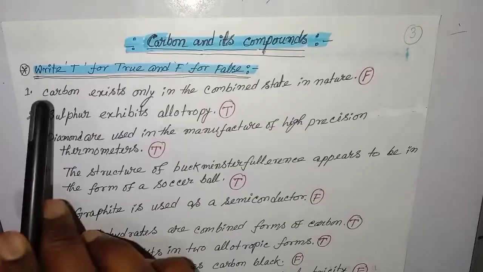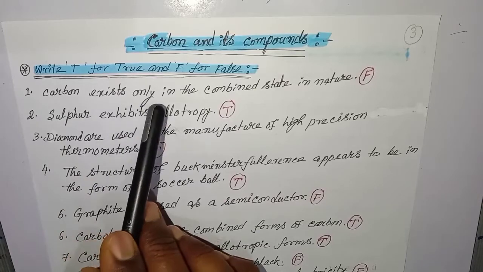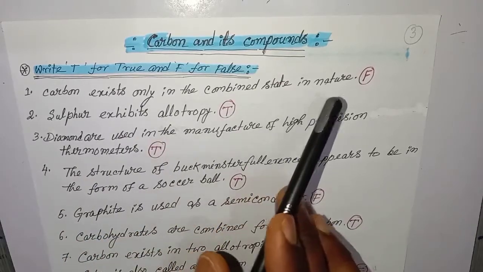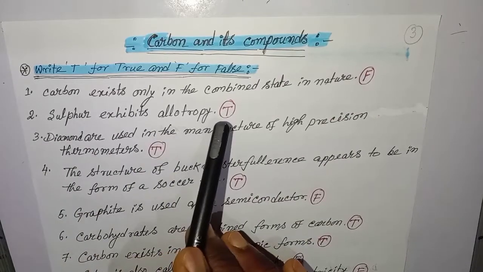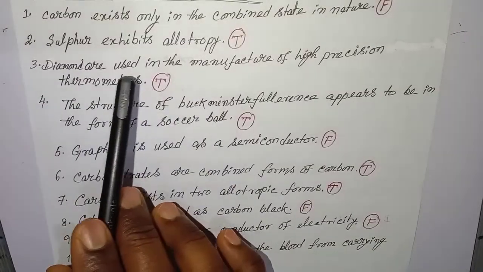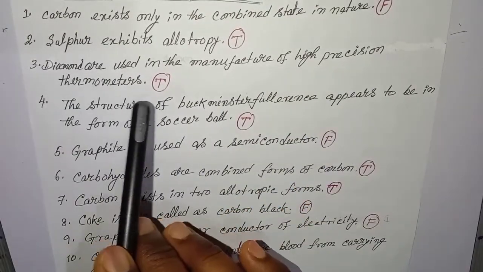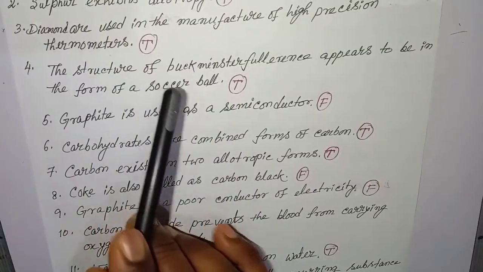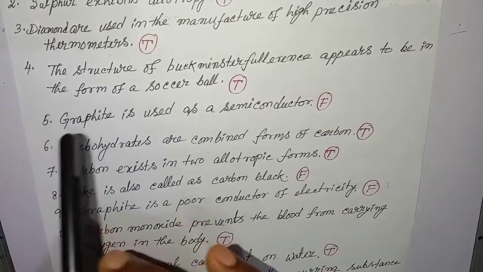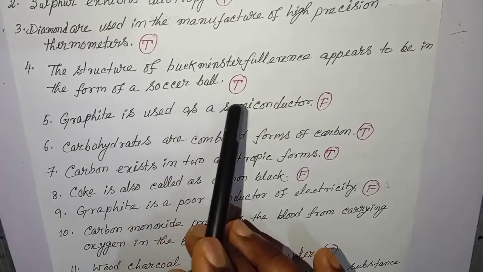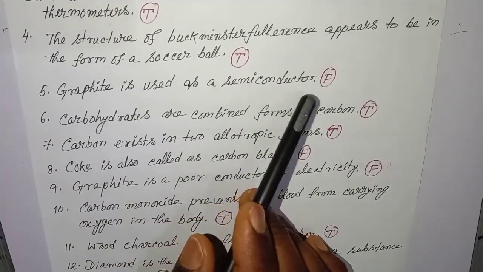Okay. Write T for true and F for false. Carbon exists only in the combined state in nature. False. Sulfur exhibits allotropy. True. Diamond is used in the manufacture of high precision thermometers. True. The structure of buckminsterfullerene appears to be in the form of a soccer ball. True. Graphite is used as a semiconductor.